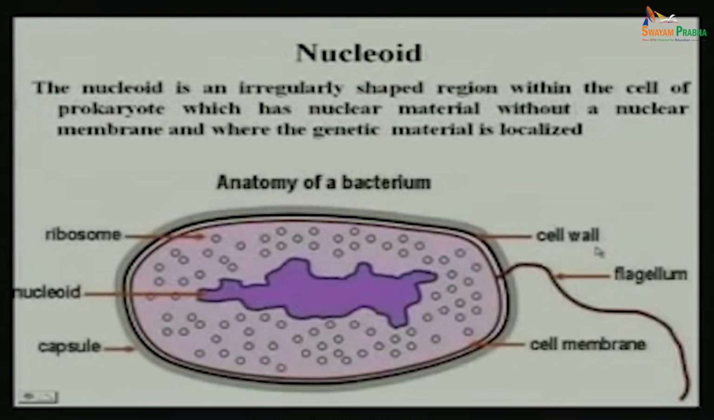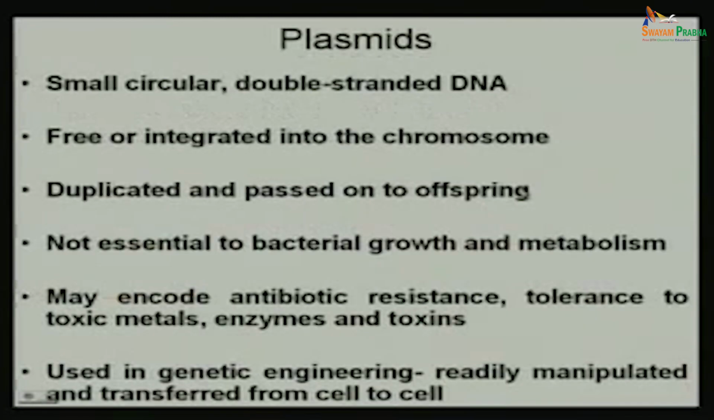Now, coming to the nucleoid, as I have told, a primitive type of nuclear genetic material is there. This nucleoid is irregularly shaped as no nuclear membrane is there within the cell of all prokaryotes, which have nuclear material without any nuclear membrane. It is the main controller of the genetic material, and these genetic materials are localized here.